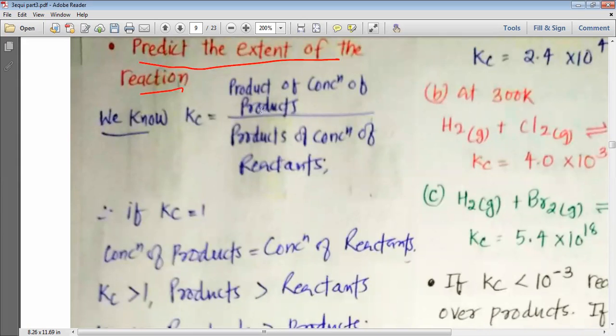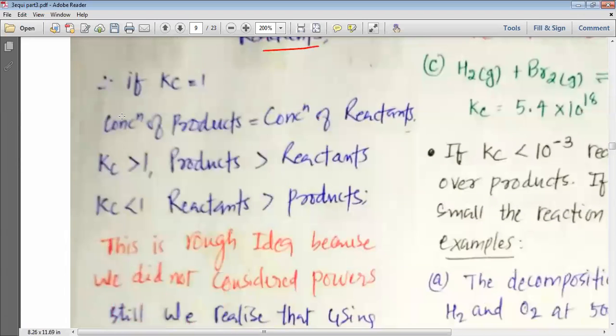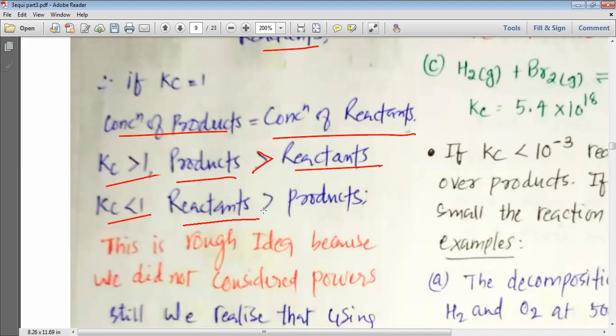We know that our Kc is equal to the product of the concentration of the reaction products divided by the product of the concentration of reactants. If Kc is equal to 1, we can write that the concentration of products is equal to the concentration of reactants. But if Kc is greater than 1, then we can say that at equilibrium, the products are available in more concentration than the reactants. If the value of Kc is less than 1, we can say that reactants are available more than the products at equilibrium. So just by looking at the value of Kc, whether it is 1, greater than 1 or less than 1, we can easily say about the concentration of reactants and products.